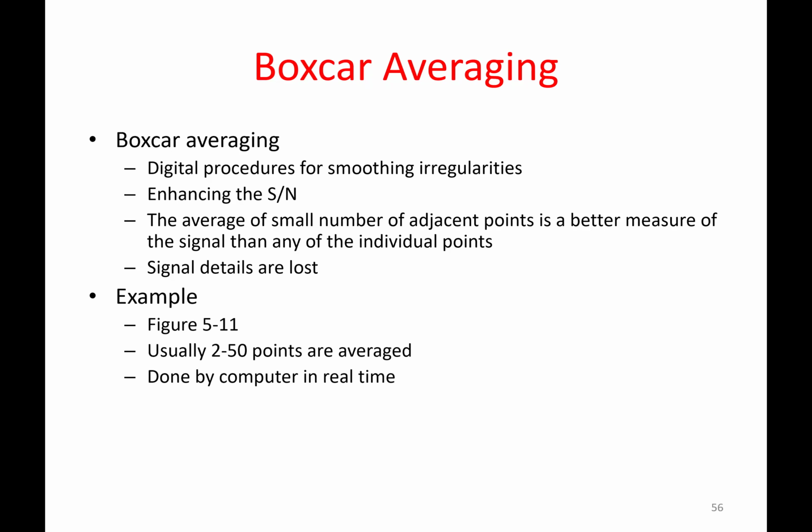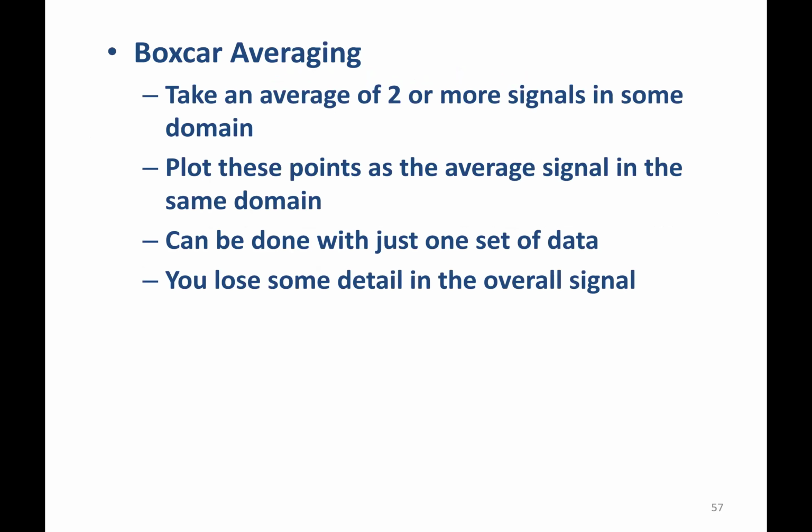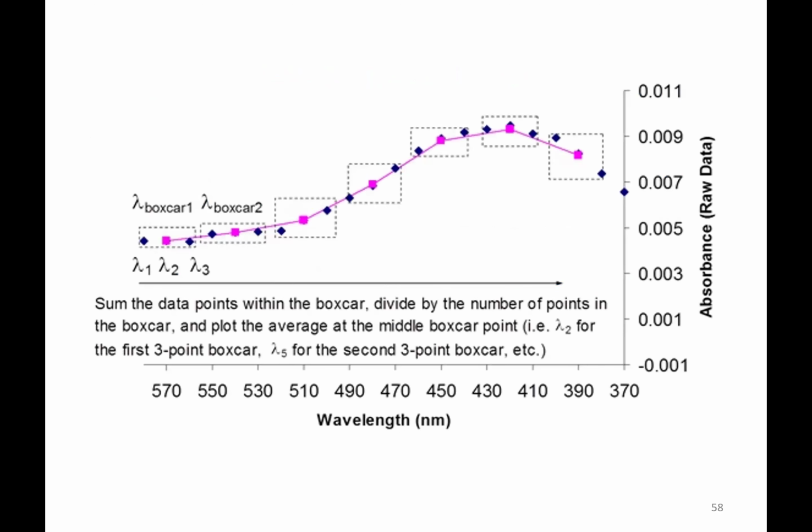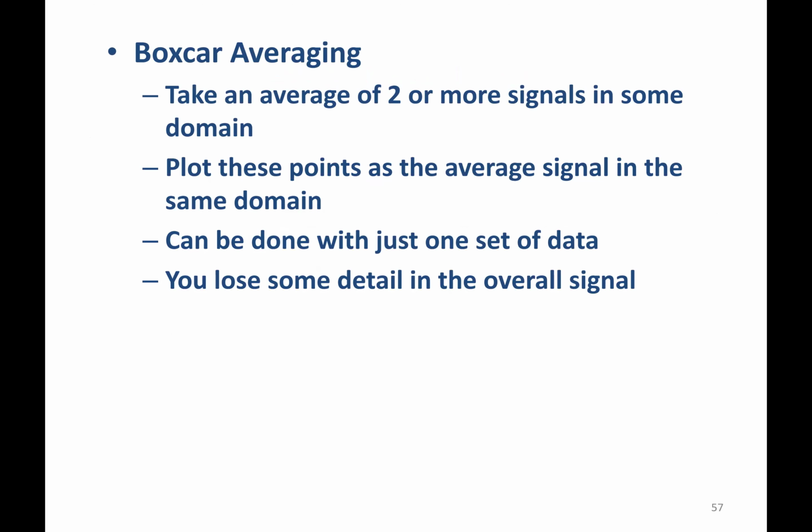Let's illustrate the figure here. In boxcar averaging, this is the diagram I'm going to show you. I'm going to refer to this diagram or to a previous diagram, the same concept. In boxcar averaging, within a given box, if you have two data points, one data point here, another one, you average them. You get a data point in between. That's what is happening. You take an average of two or more signals in some domain or within a given box. And then you plot this.